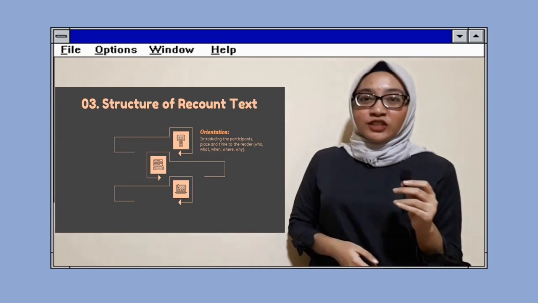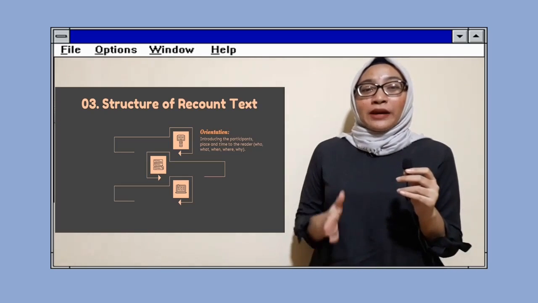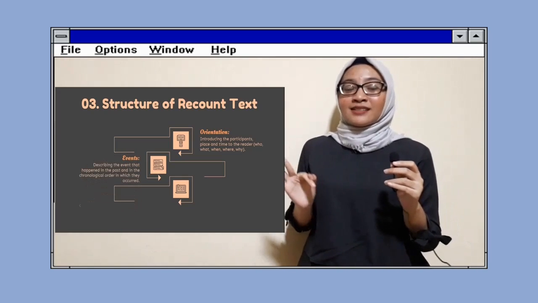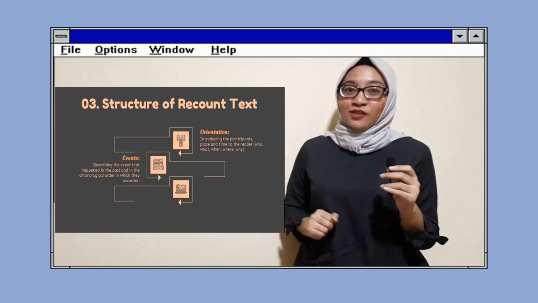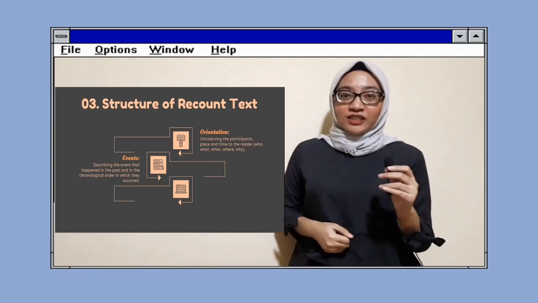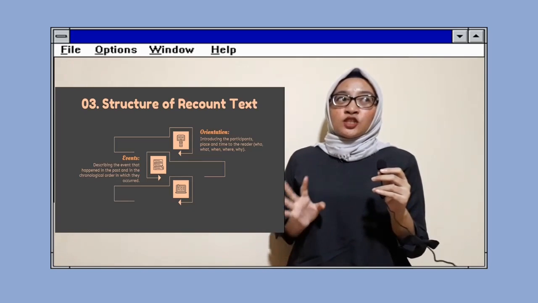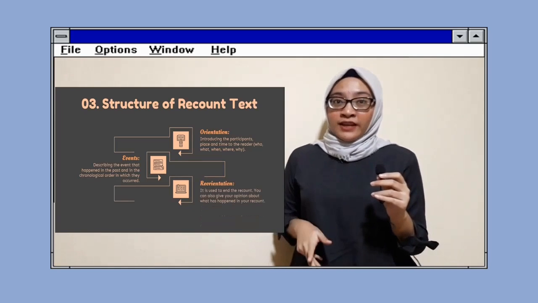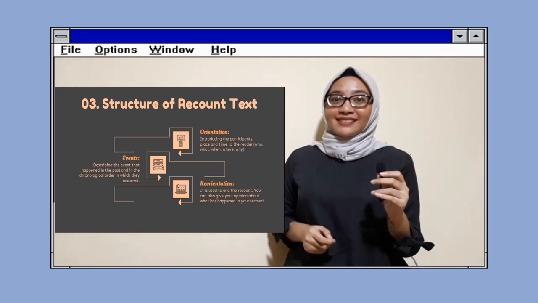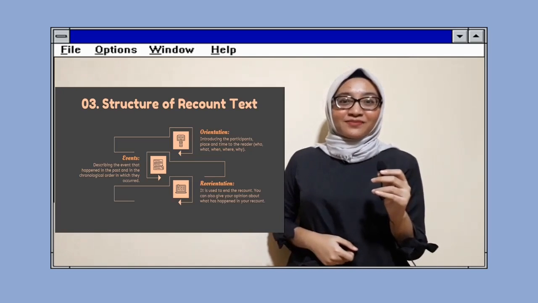And the second structure is events. Writing a recount text, it's better to use chronological order, like first, next, after that, etc. And the final structure is the reorientation. The reorientation means a general comment about the event, and it is also used to end the recount text. You can also add your personal comment or opinion.